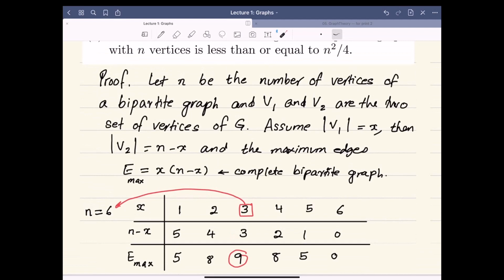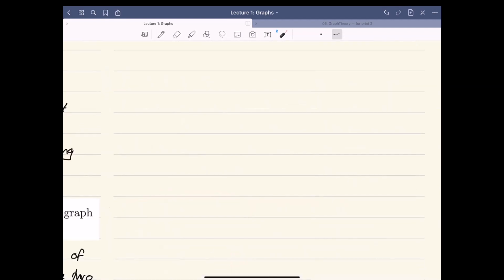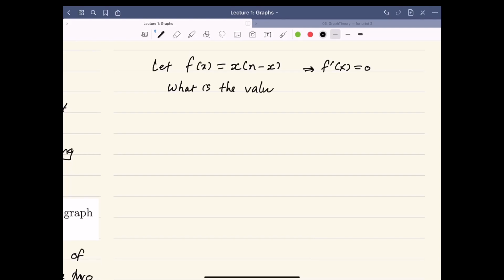You can also find this from calculus, if you remember calculus. Let f of x be equal to x times n minus x. Remember that this equation is for the complete bipartite graph. Now, in calculus, if you have a function, how do you find its local minimum and local maximum? You take the derivative of f of x and make it equal to 0. In other words, what is the value of x such that f of x is the maximum? So you take the derivative of f of x and make it equal to 0.